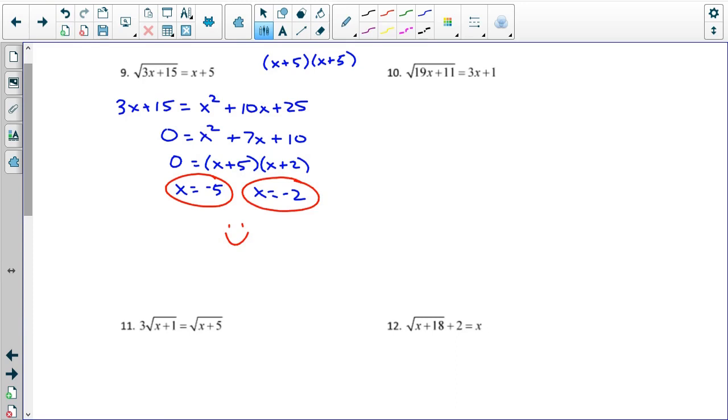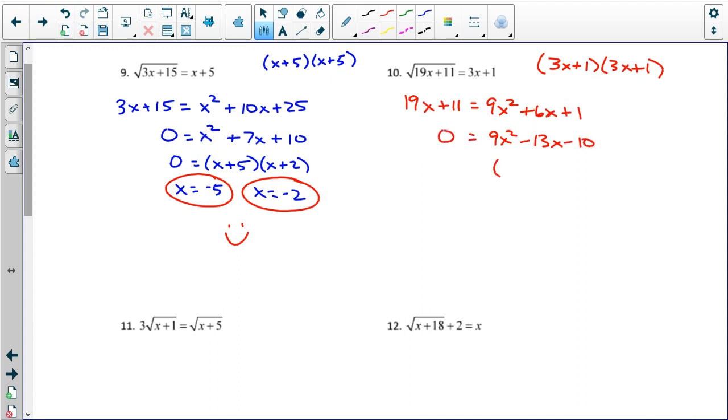Problem 10. I'll square both sides. 19x plus 11 equals 3x plus 1 squared. I have to make sure that I distribute properly. So I have 9x squared plus 6x plus 1. Subtract everything over. I get 9x squared minus 13x minus 10 equals 0. And now I'm going to factor this.